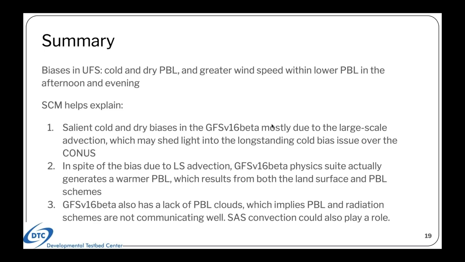Our full 16 beta suite of physics generates a warmer PBL. So maybe a little bit more control of our land surface when we have our full 16 beta suite of physics. And we also, with our full 16 beta suite of physics, have that lack of PBL clouds. So perhaps our PBL and radiation schemes aren't working together well, and our convection scheme might also be playing a role in what we're seeing with our simulations.